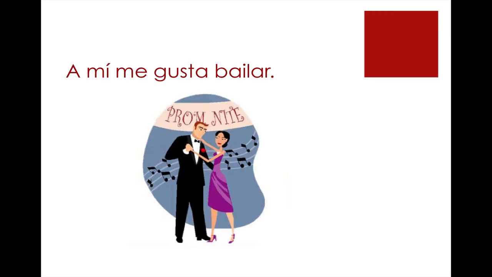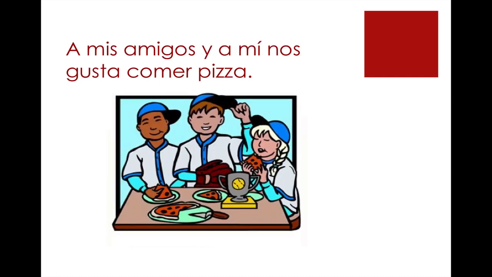A mí me gusta bailar. A mí is the redundant indirect object pronoun. Me is the indirect object pronoun. Then we have the verb gustar plus an infinitive, bailar. Remember that an infinitive is any verb in Spanish that ends in AR, ER, or IR. And so what does a mí me gusta bailar mean? Yes, it means I like to dance.